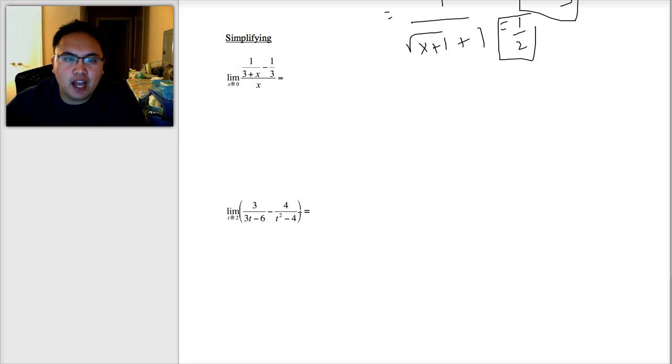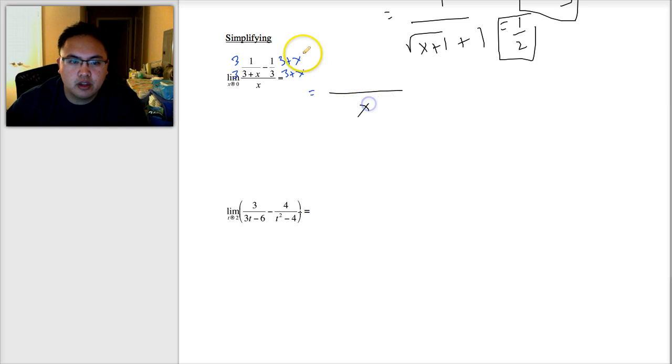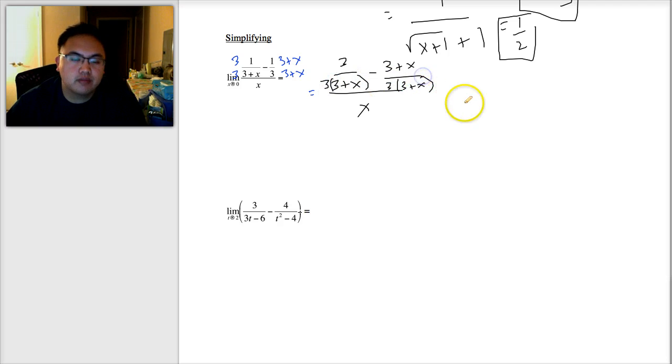So let's try to get a common denominator. This one I'm going to multiply top and bottom by 3. This one top and bottom I'll multiply by 3 plus x. So what I'll get on the top is still x on the denominator. Here I'll get 3 plus x, and here I'll get minus 3 plus x over, oh sorry, this should be 3 plus x, 3 plus x. Okay, so far?